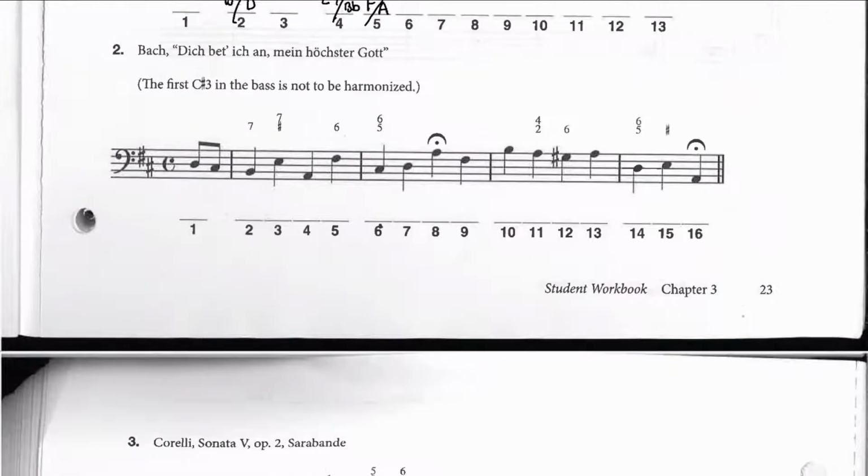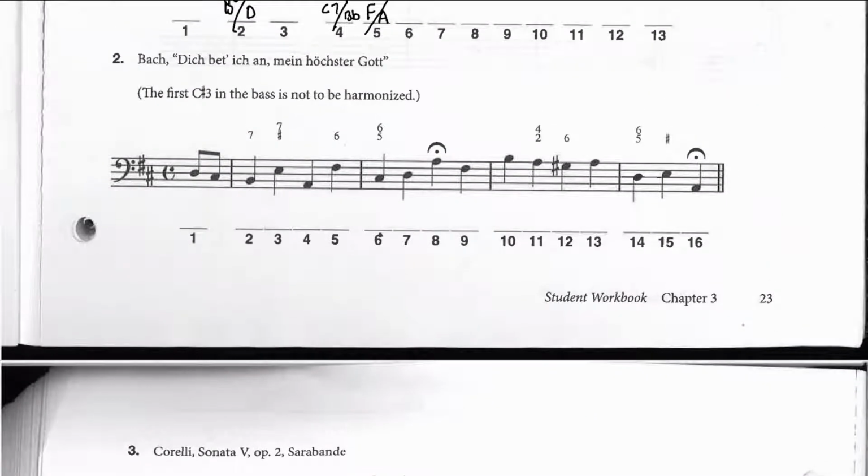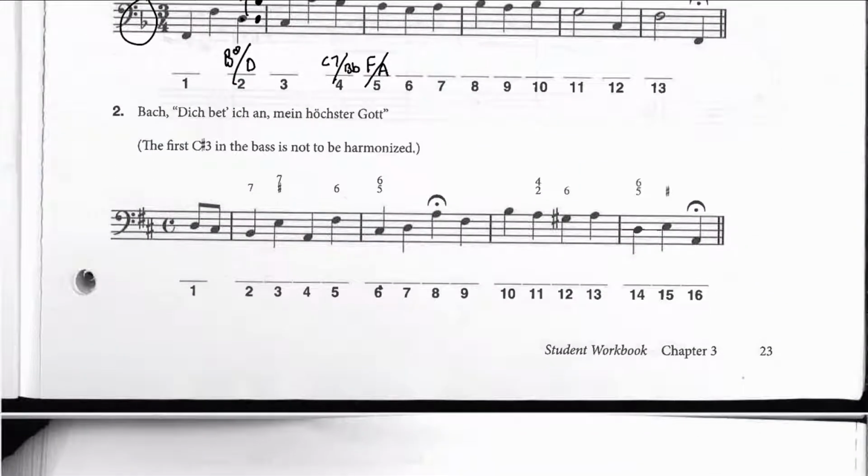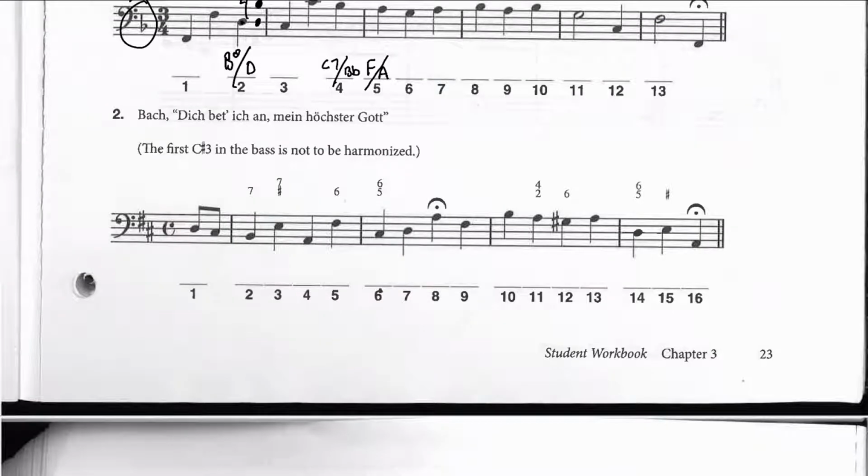Okay, other ways things get altered. If there is not a number associated with an accidental, that accidental will always modify the third above the bass. So, is there a bass position symbol right here? No. So what does that mean? What does no bass position symbol mean? Root position triad. So this E is a root position triad.